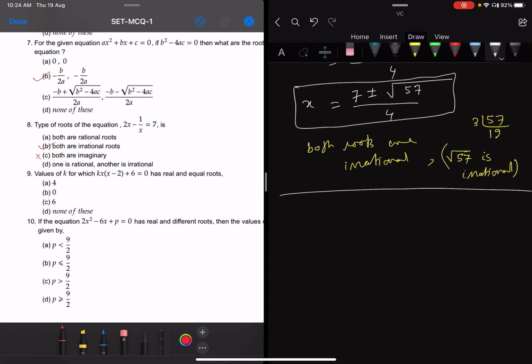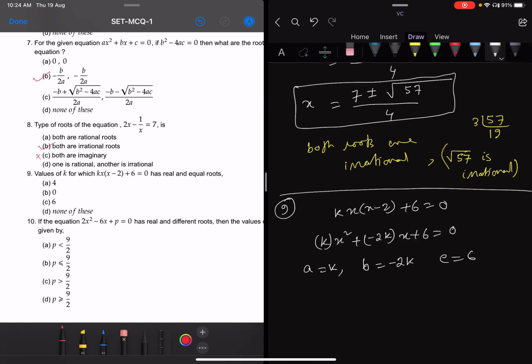Now, the next problem is 9. The values of k for which k into x minus 2 plus 6 equals 0 has real and equal roots. To find the values of k, you should multiply it like that: kx squared minus 2kx plus 6 equals 0. That means here the a portion is k, the b portion is minus 2k, and the c portion is 6.